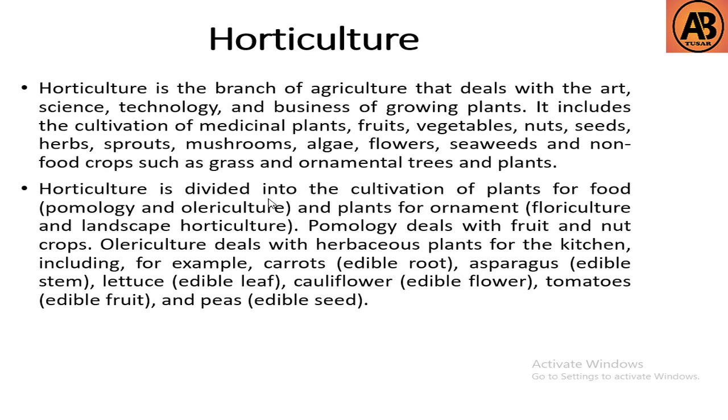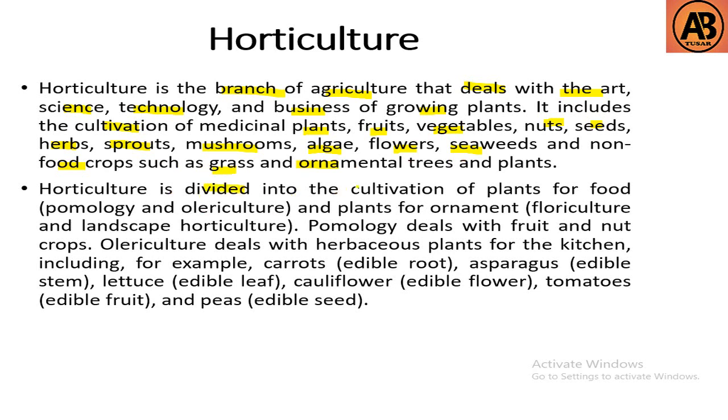Firstly, I would like to tell about horticulture. We already learned this definition. So what is horticulture? Horticulture is the branch of agriculture that deals with the art, science, technology and business of growing plants. It includes cultivation of medicinal plants, fruits, vegetables, nuts, seeds, herbs, sprouts, mushrooms, algae, flowers, seaweeds and non-food crops such as grass, ornamental trees and plants.